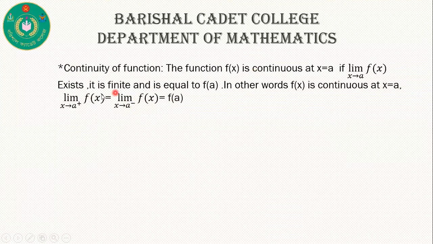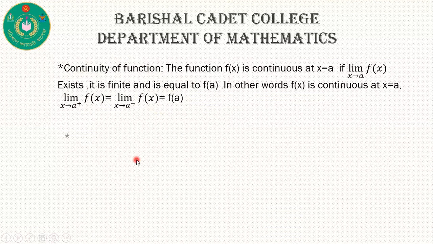That means if the right hand limit, the left hand limit and the value of the function are equal, then we call this function a continuous function. Again, I repeat, if the right hand limit, left hand limit and the value of the function are equal, then we call this a continuous function.